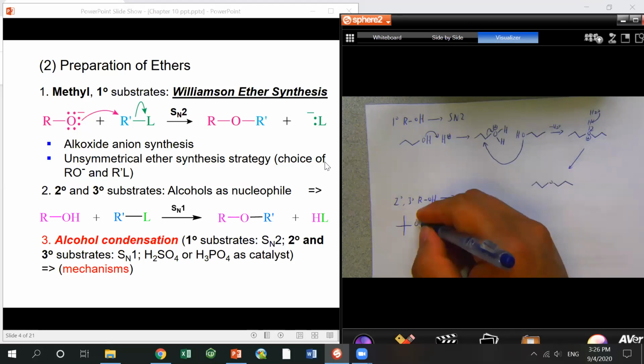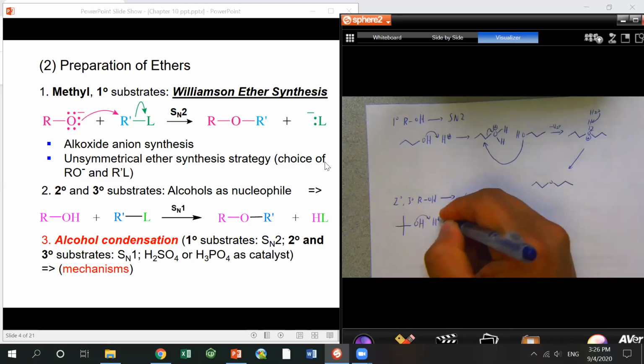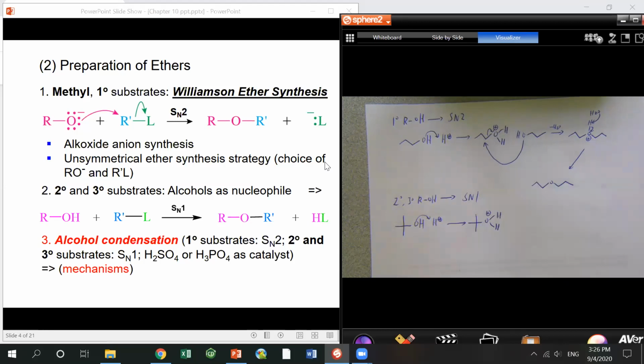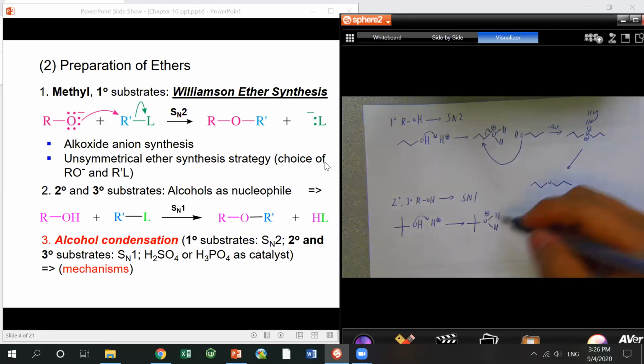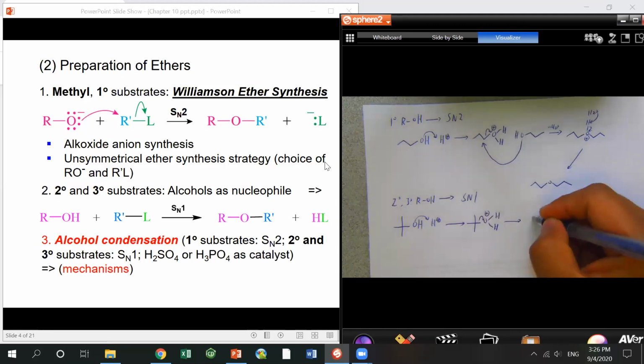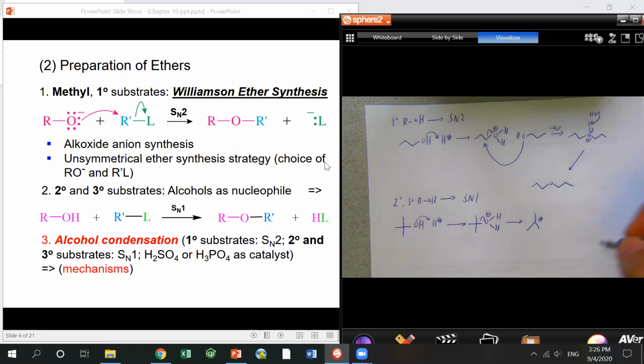Same thing, pick up the protons and convert the OH group to a leaving group. This time, the water can leave by itself, because you can generate a more stable tertiary carbocation. That's different from the SN2 reaction. And then the second alcohol comes in and neutralizes it.